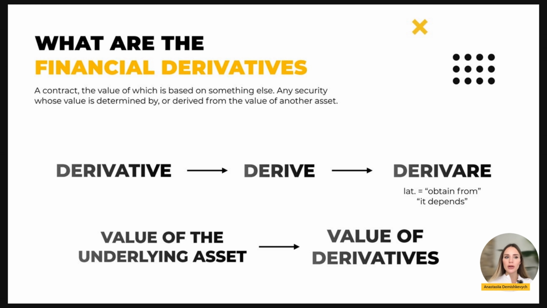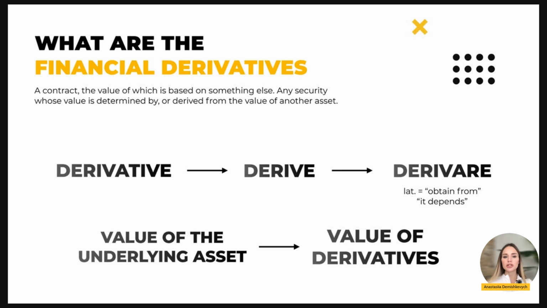A derivative is a financial contract whose value is derived from the value of something else, also known as the underlying asset. Essentially, the value of the derivative moves in sync with the price of the underlying asset. For example, imagine that you are betting on the price of gold. If gold's price rises, your derivative contract's value rises as well. On the other hand, if gold's price falls, so does your derivative's value.